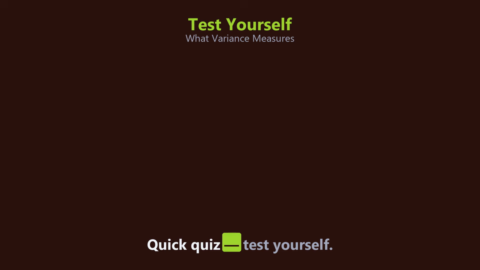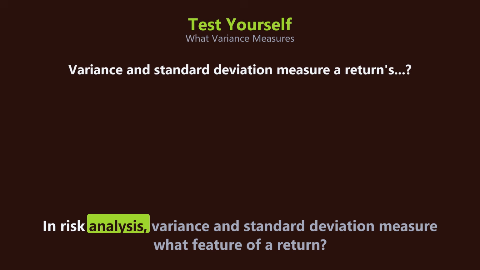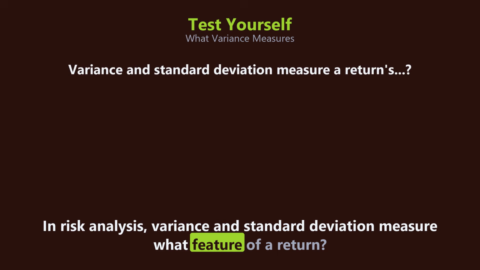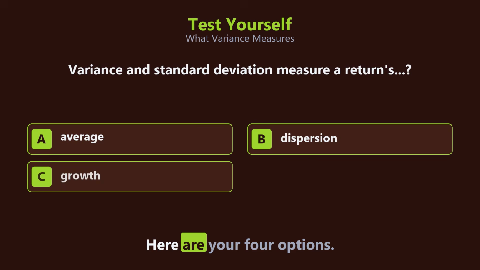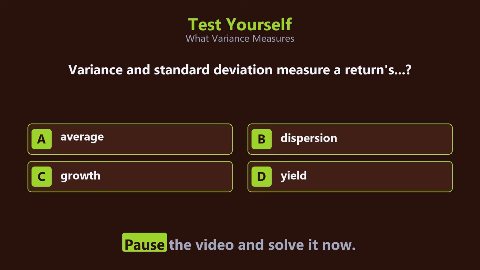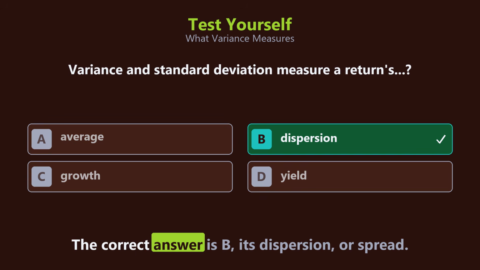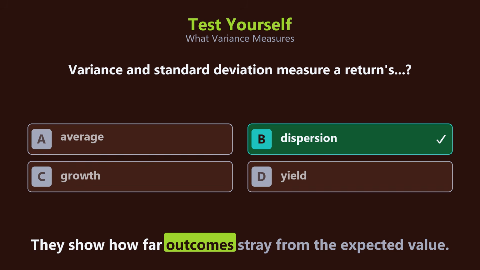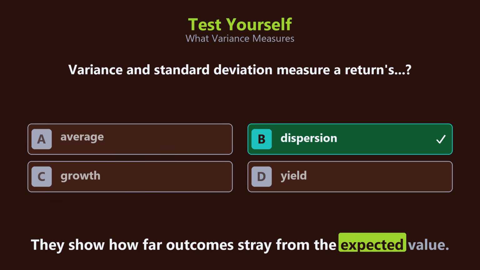Quick quiz, test yourself. In risk analysis, variance and standard deviation measure what feature of a return? Here are your 4 options. Pause the video and solve it now. The correct answer is B, its dispersion, or spread. They show how far outcomes stray from the expected value.